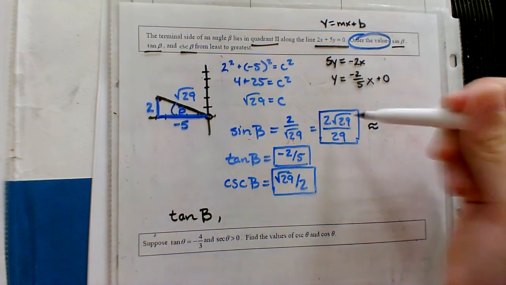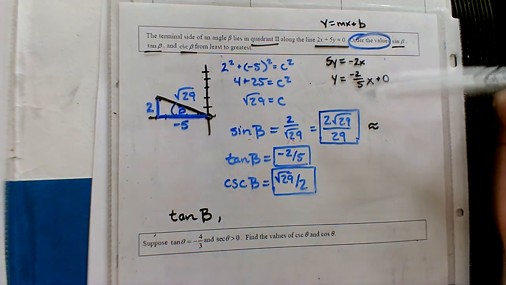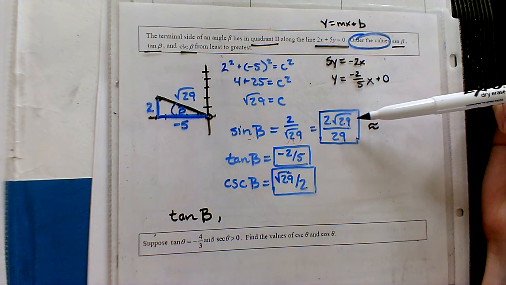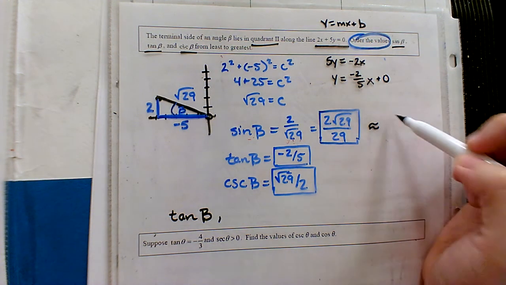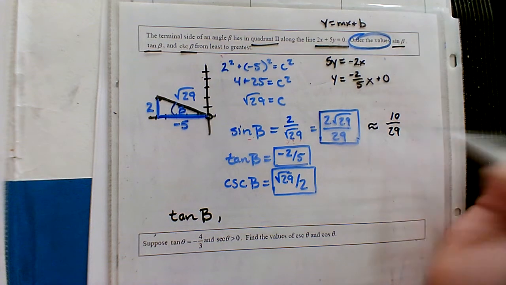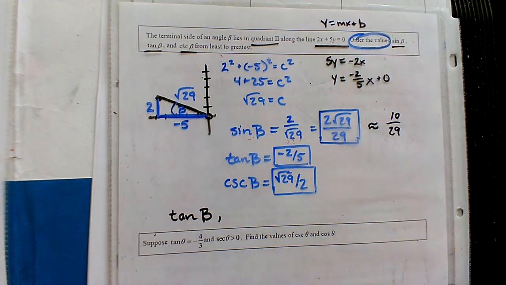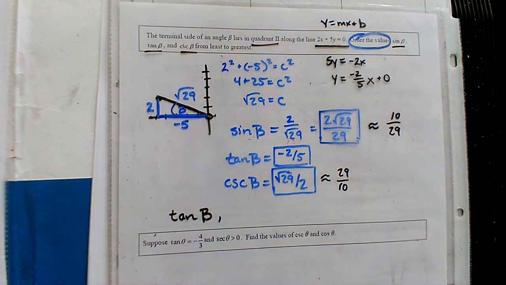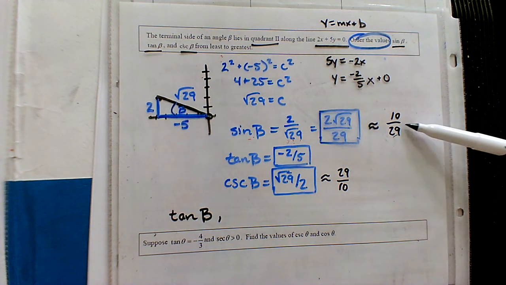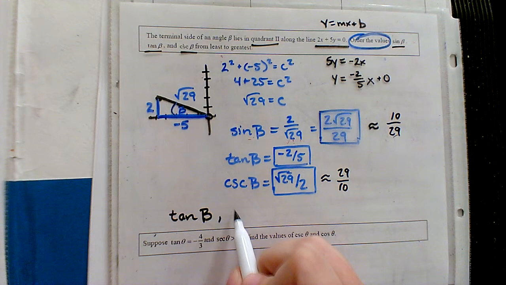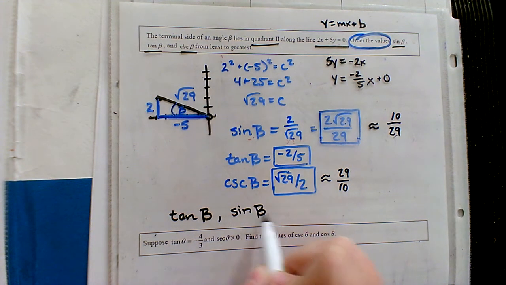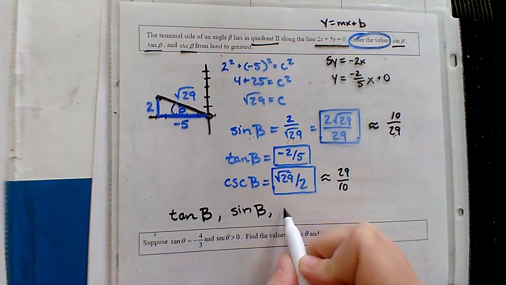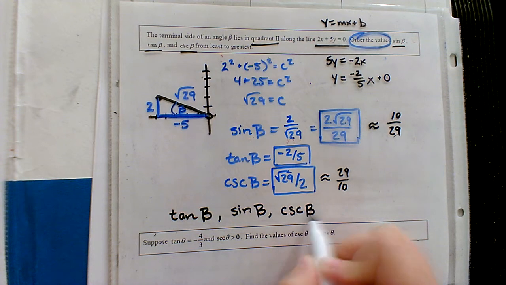All right, so you can try to think about a number that's close to that square root. I love it. This is pretty close to 25. The square root of 25 is 5. So this is really close to 10 over 29. If this is really close to 10 over 29, this is really close to 29 over 10, right? Because you flip it, it's the reciprocal. So what would happen here if you were comparing them, notice how this one is the smaller of the 2. So the next smallest would be sine, which means the largest would be cosecant.